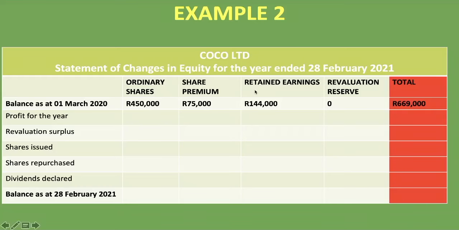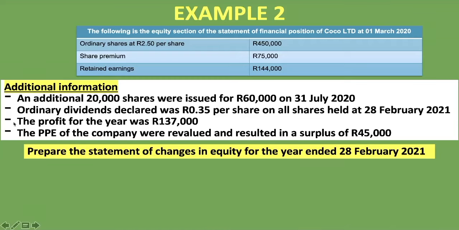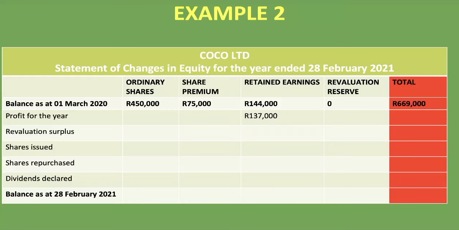Now the next thing that we'll look at is the profit for the year, and that we were also given in additional information. You'll usually be given the statement of comprehensive income, as I had mentioned earlier. So we'll go back here, and you can see here we are told that the profit for the year was 137,000 rand. So we're just going to plug in that 137,000 rand under retained earnings. Don't make a mistake when putting it somewhere else, under revaluation surplus or elsewhere. You'd be incorrect. And that's the only item we have in that row for the profit for the year. So we're going to put it under total, 137,000 rand.